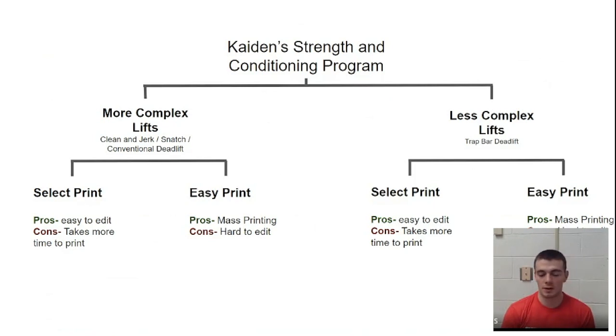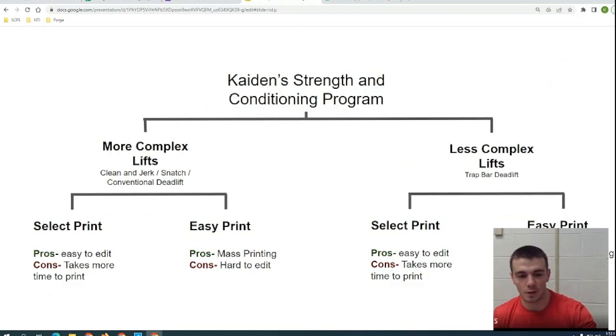With the select print, that's where you select the student, you print their sheet, then you reselect a different student, you print their sheet. The pros to using this one is if you were to edit a program, it's pretty easy to edit. The cons with the select print one is it takes more time to print out. To solve that, I created an easy print version, which is great for mass printing, but it's pretty hard if you ever wanted to edit that program. Both the more complex version and the less complex lift version have select print and easy print versions.